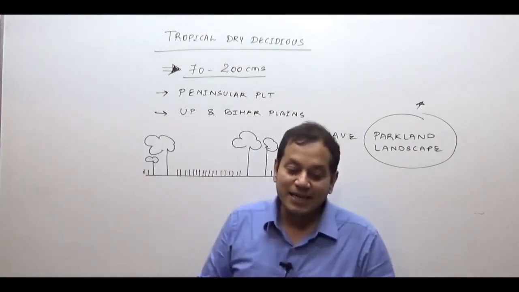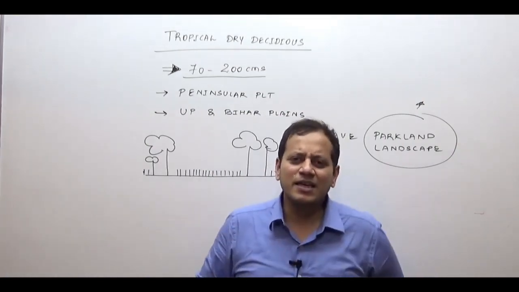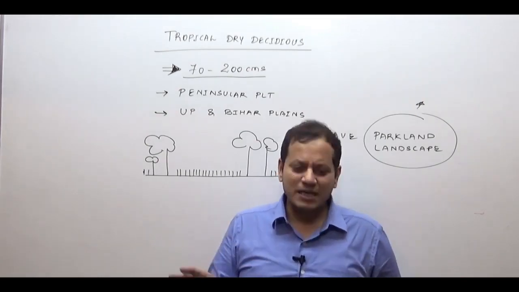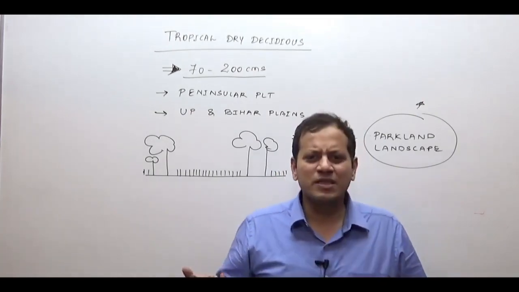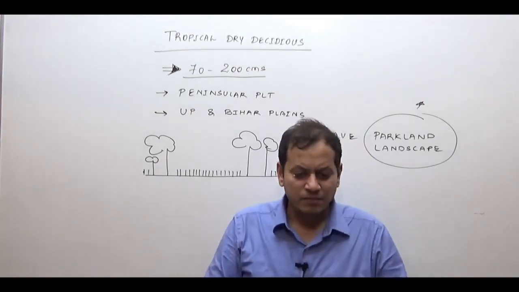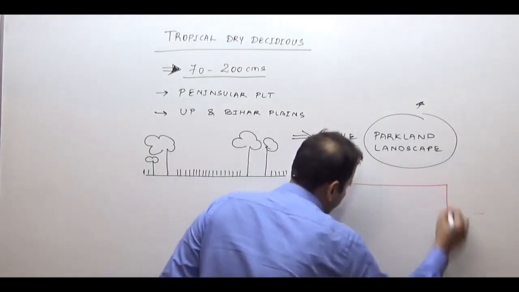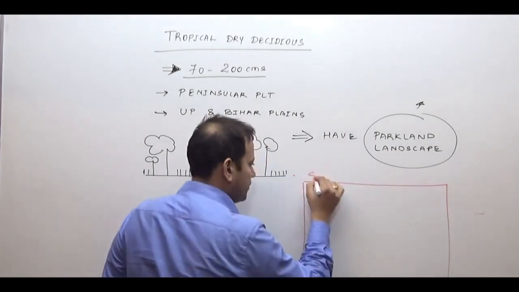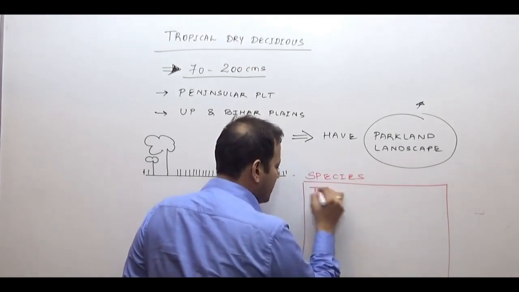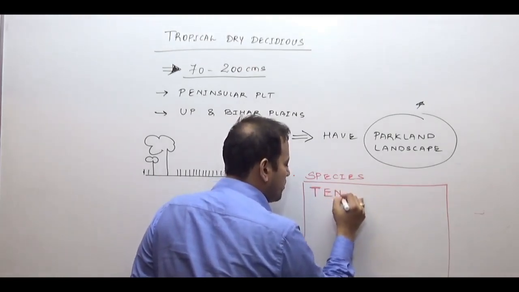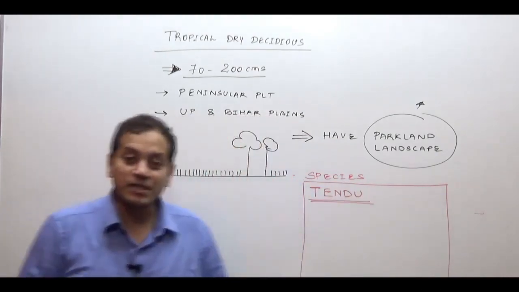The tropical dry deciduous forest areas are not very important, because these are the forests which will cover the maximum area in India. Now, even teak is grown in this region, but it is not a dominant species. What is the important species here? The important species here is tendu. Tendu is the most important species in this region.